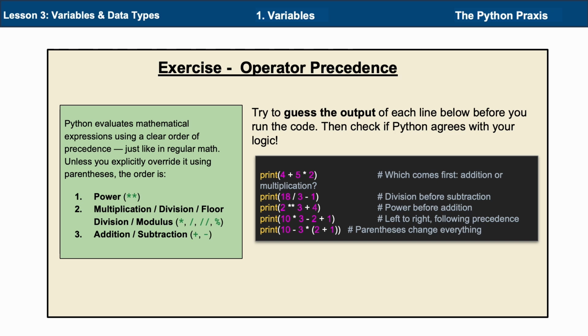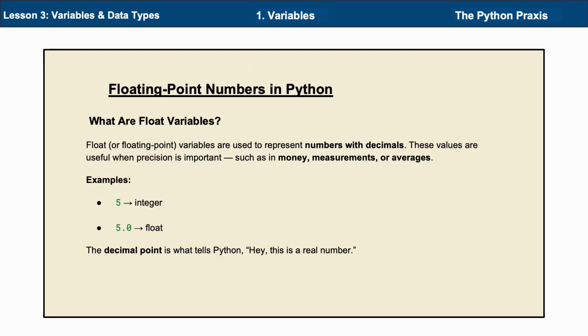When Python evaluates expressions, it follows a specific order, just like in mathematics. First powers, then multiplication, division, and finally addition or subtraction. Parentheses let you change this order. Here's a quick practice. Pause the video and try to guess the results of these expressions before running the code. It'll sharpen your Python instincts.